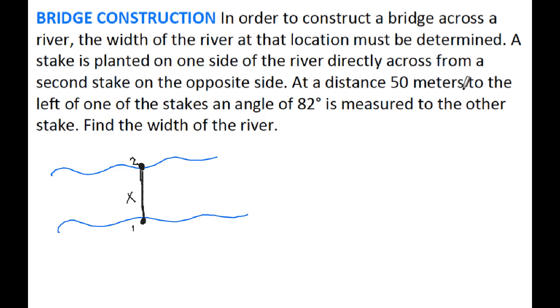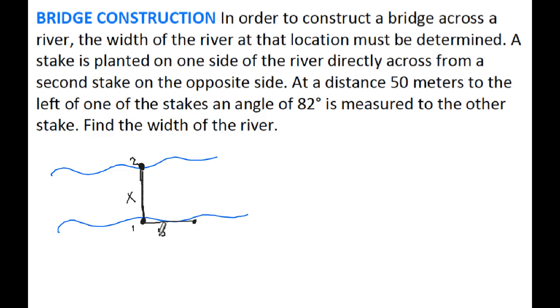At a distance of 50 meters to the left of one of the stakes, an angle of 82 degrees is measured to the other stake. Now, the question doesn't specify which stake you're moving 50 meters to the left of, so I'm going to go ahead and move 50 meters to the left of my first stake.